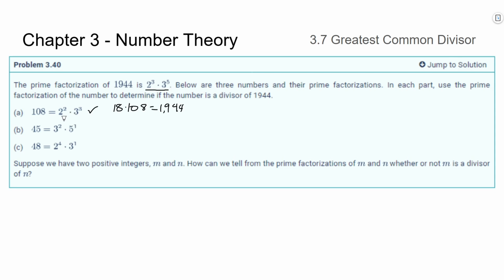All right, how about this next one? So let's see. We have 2 3s. That's okay. That's good. We can have 2 3s, but we can't have any 5s. There's no 5s here. So this is not a divisor, and 1944 is not a multiple of 45. Okay, how about 2 to the 4th? Oh, can't do that. So that is not a divisor either. So suppose we have 2 positive integers. How can we tell from the prime factorization whether or not m is a divisor of n? Well, just like that. If we can pull out those powers from our main number that we're looking at, then it will be a divisor. If not, if we can't do it, it's not a divisor.